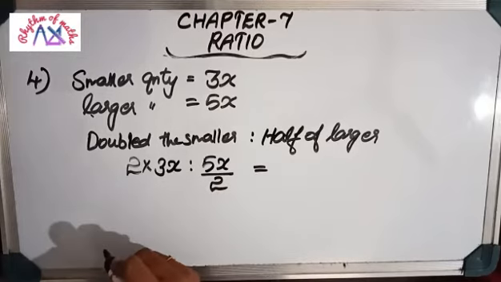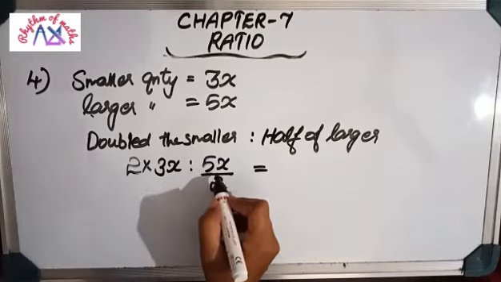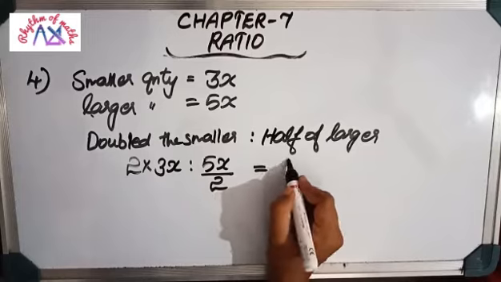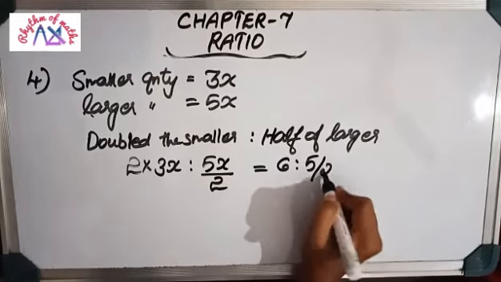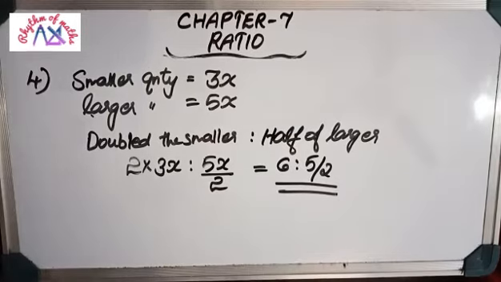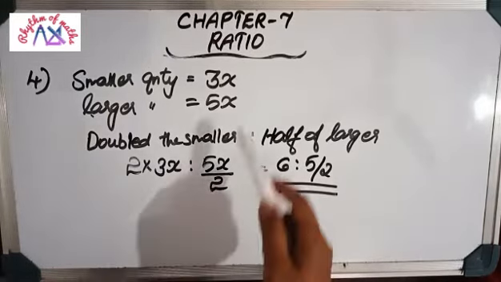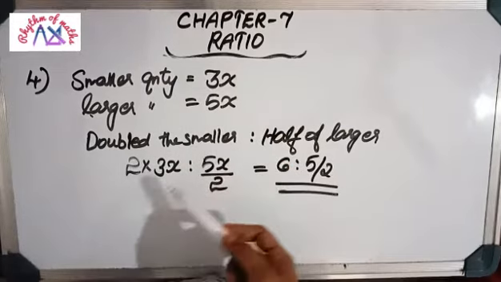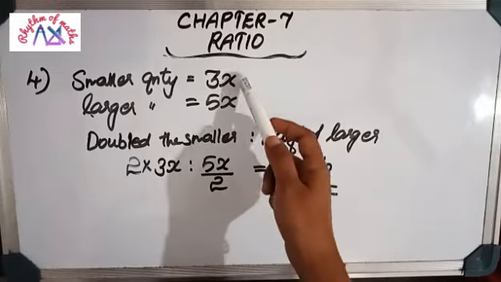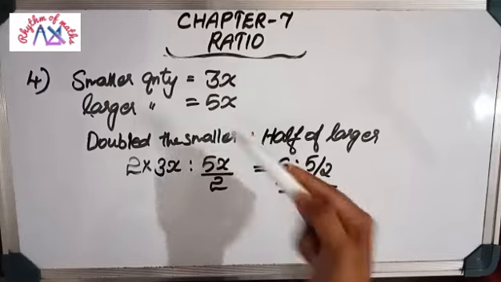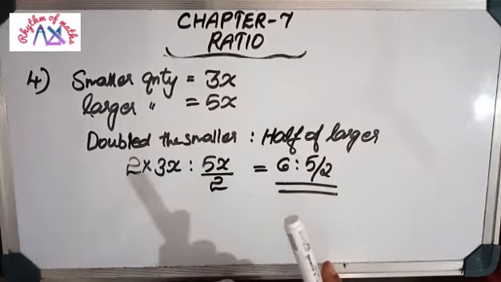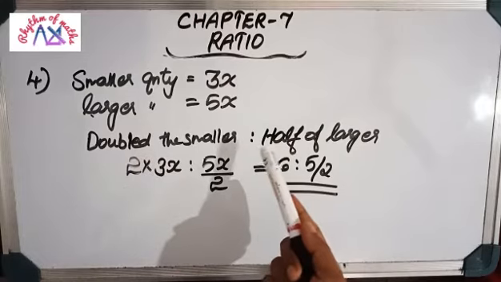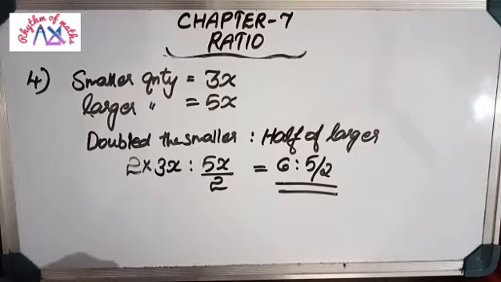Now how will we write this in ratio? We can cancel this x. So 2 into 3, 6 is to 5 by 2. So 6 is to 5 by 2 will be the new ratio. Okay, so this is the fourth one's answer. According to the change, you have to change the ratio. Double means 3 twos are 6. Larger one half means 5 by 2. Without writing this, you can directly write the answer. So this is the fourth one's answer.